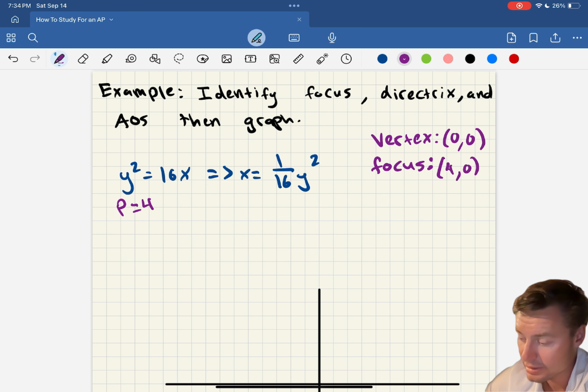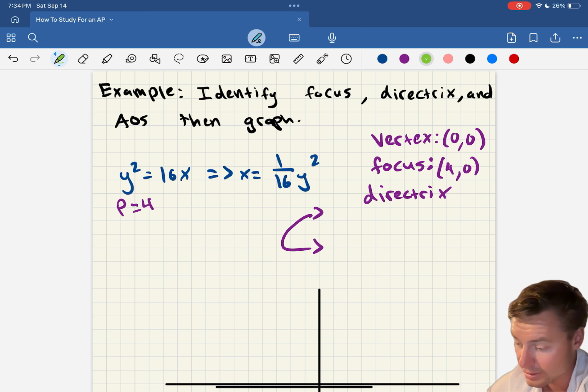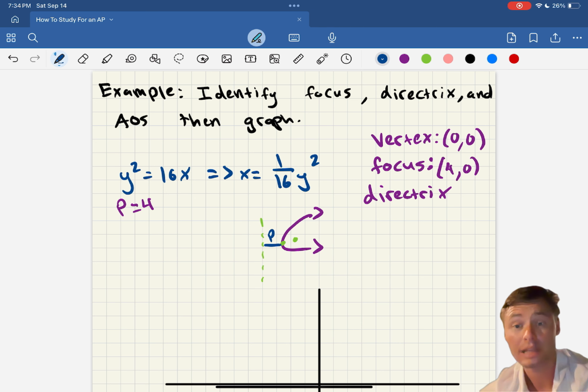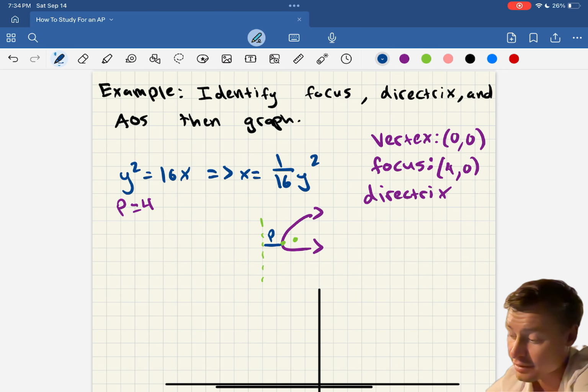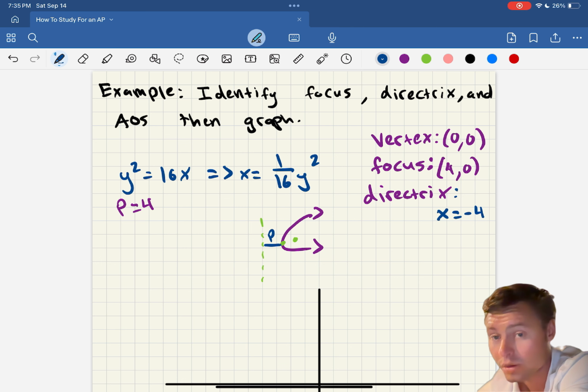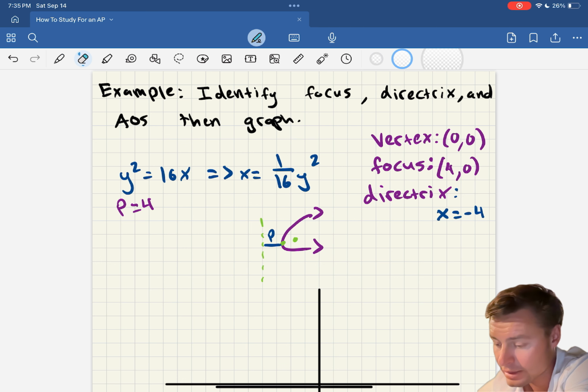Great, my directrix. Here's my vertex, here's my focus. My directrix is going to be p units behind my vertex. So all I would do is subtract p from the x value of my vertex. And remember, in this case, since it's facing left to right, the directrix is going to be an x equals equation. So it's x equals -4.